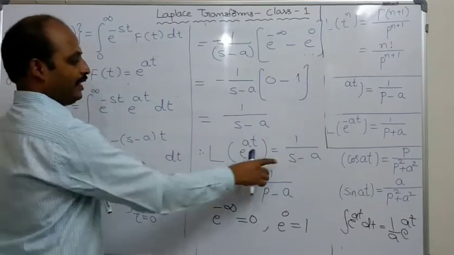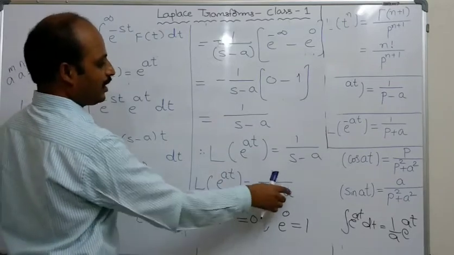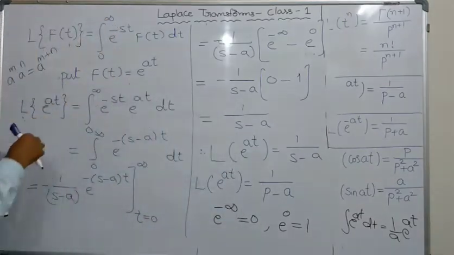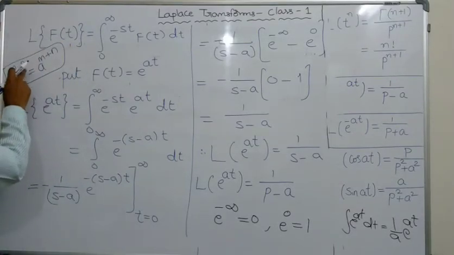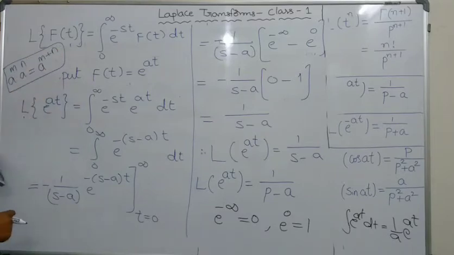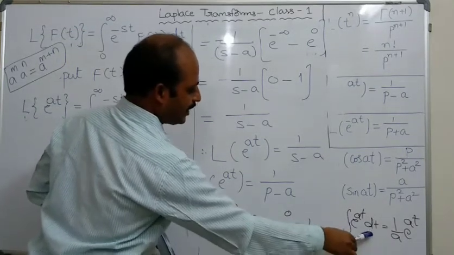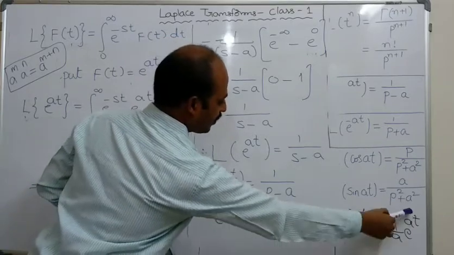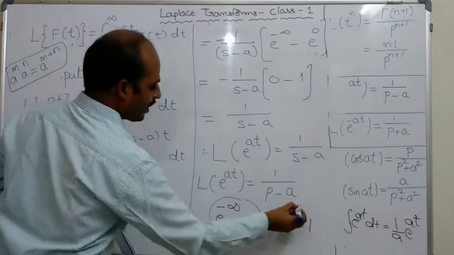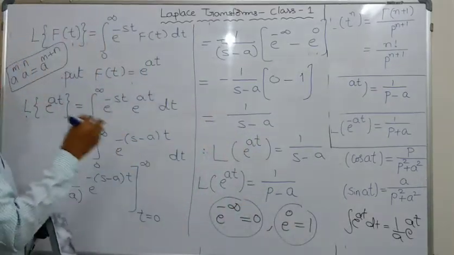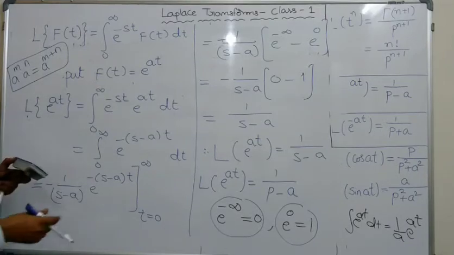L of e power at in terms of s, in terms of p, L of e power at is equals to 1 by p minus a. In this proof, you have to remember some basic formulas. A power m into a power n is equals to a power m plus n, and integral e power at dt is equals to 1 by a into e power at, e power minus infinity is equals to 0, and e power 0 is equals to 1. These are the basic formulas which are involved in the derivation of this formula.